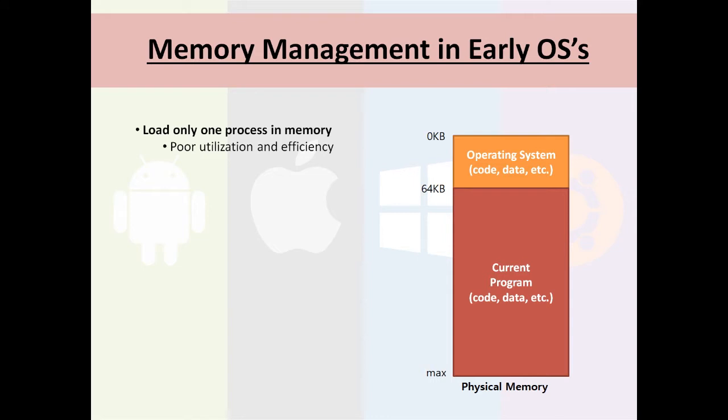Now, how did memory management work in early operating systems? Well, you would simply load one process into memory, as well as the operating system. That's all you could do. And this was obviously a form of poor utilization and efficiency. You want to have multiple processes in memory so that they can be accessed quicker and swapped in and swapped out of execution a lot quicker as well.